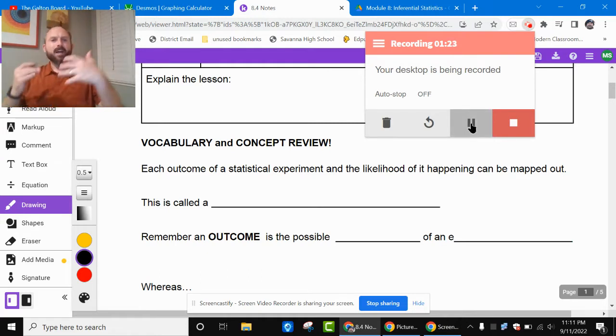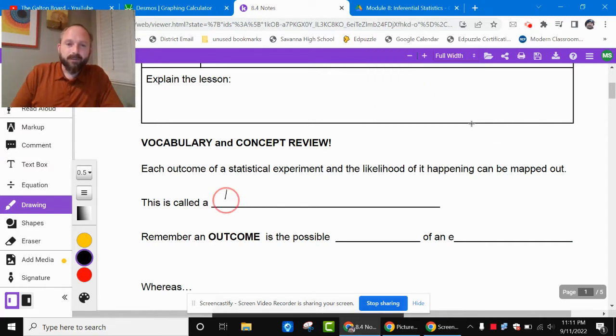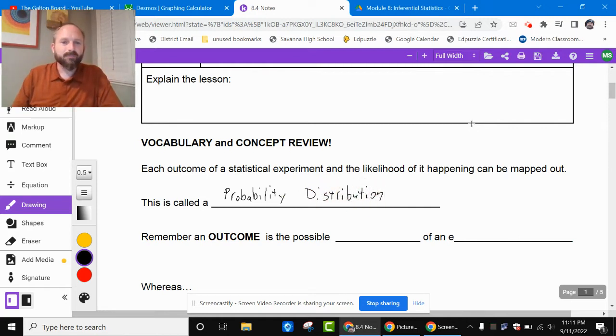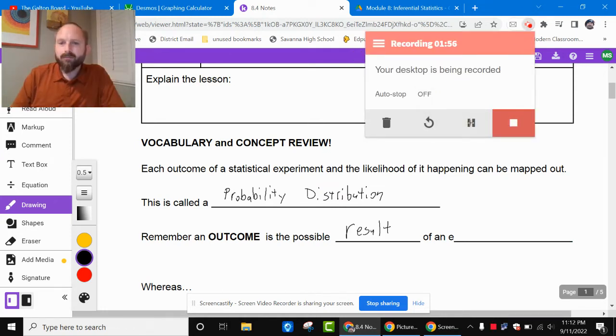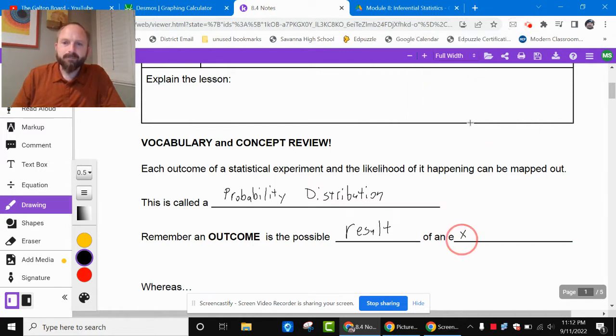So when we have each outcome of a statistical experiment and the likelihood of it happening can be mapped out, this is what we call a probability distribution. So let's write that down. Probability distribution. So also remember that the outcome is the possible result of an experiment.